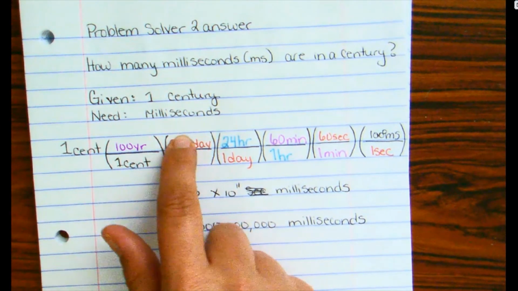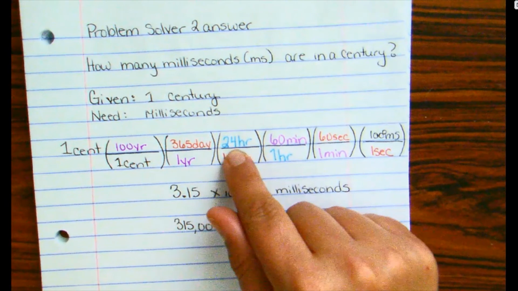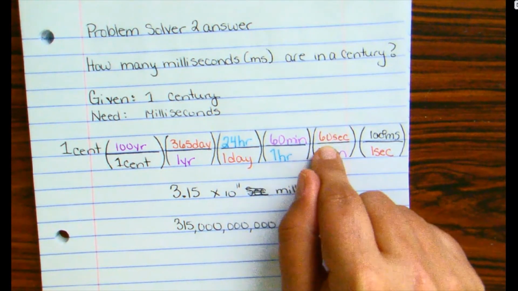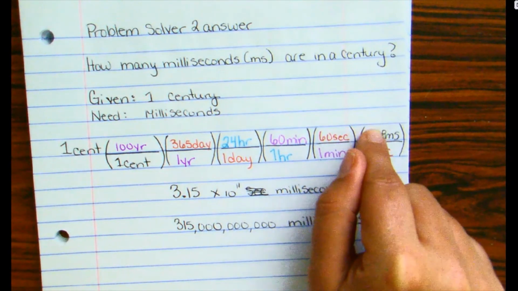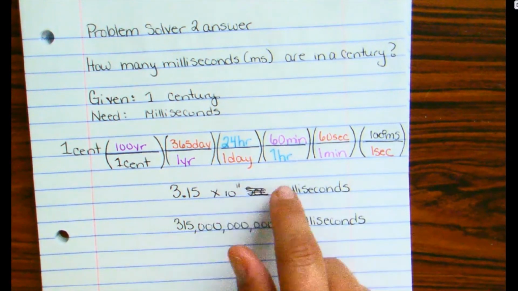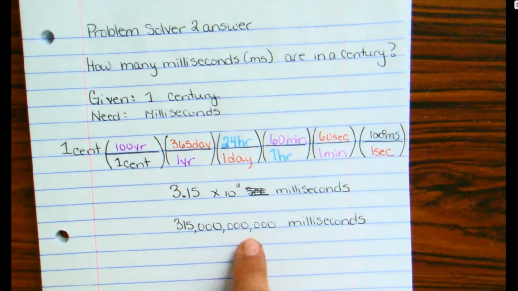Remember, you multiply across and divide down, and you end up with 3.15 times 10 to the 11th milliseconds, or 315 billion milliseconds. Thank you so much. That is dimensional analysis.